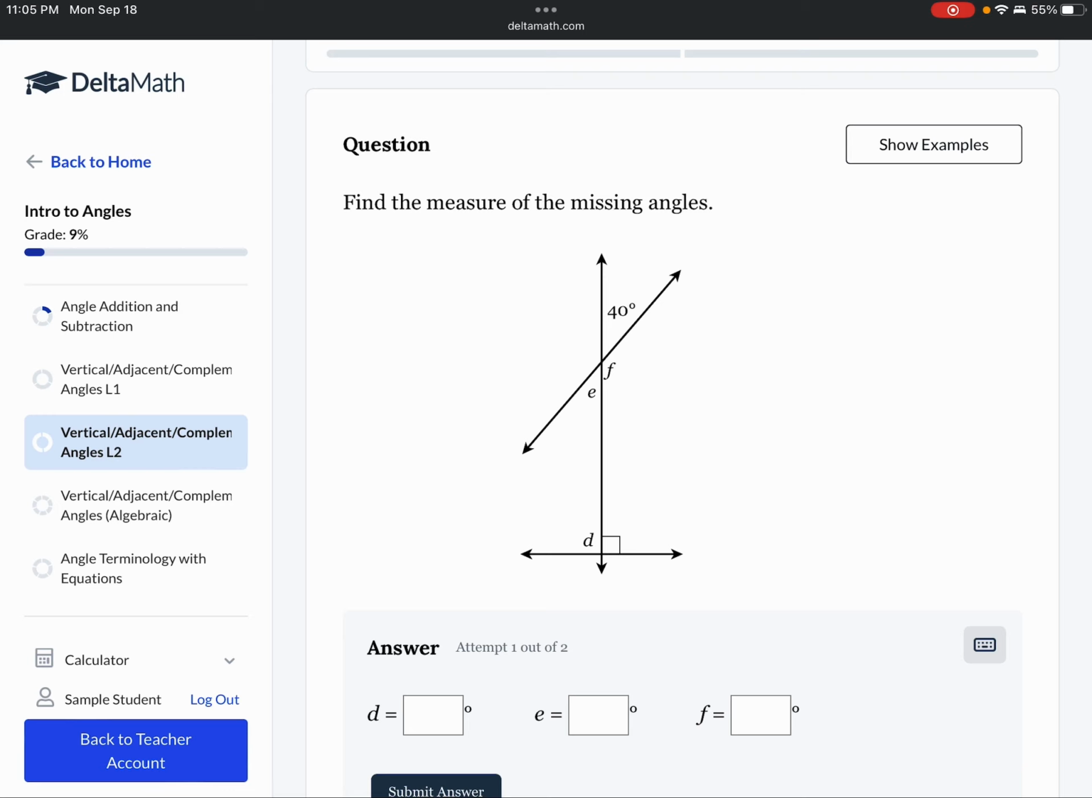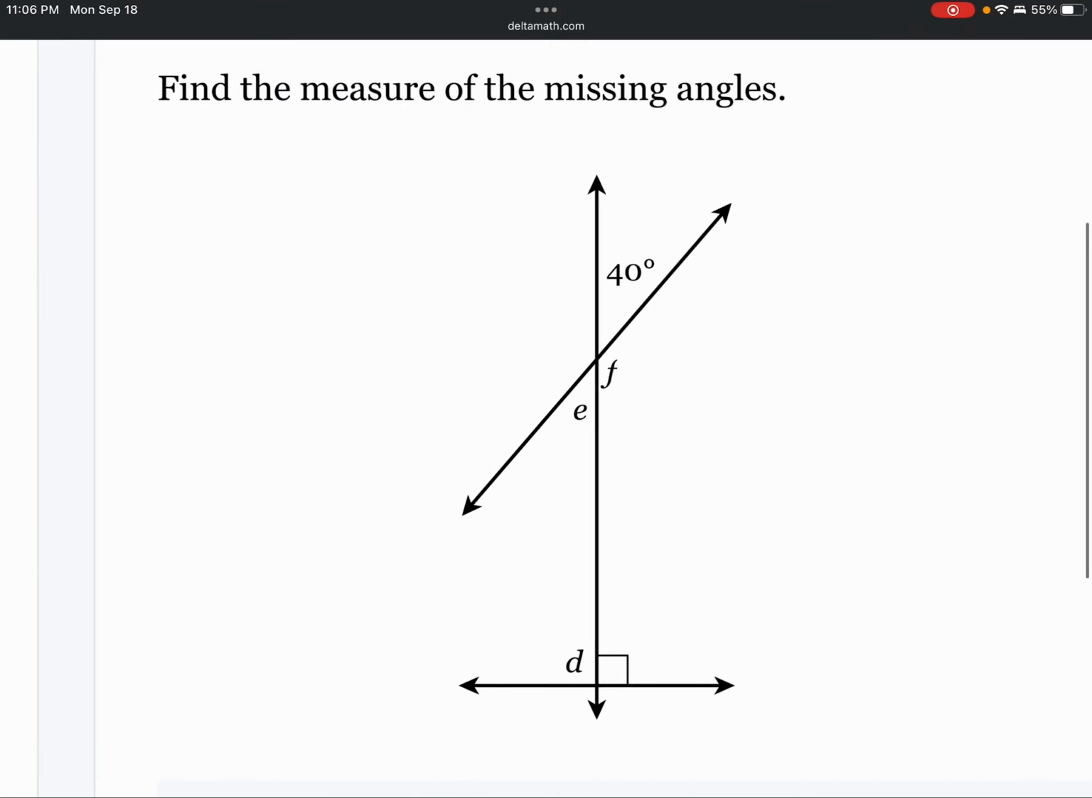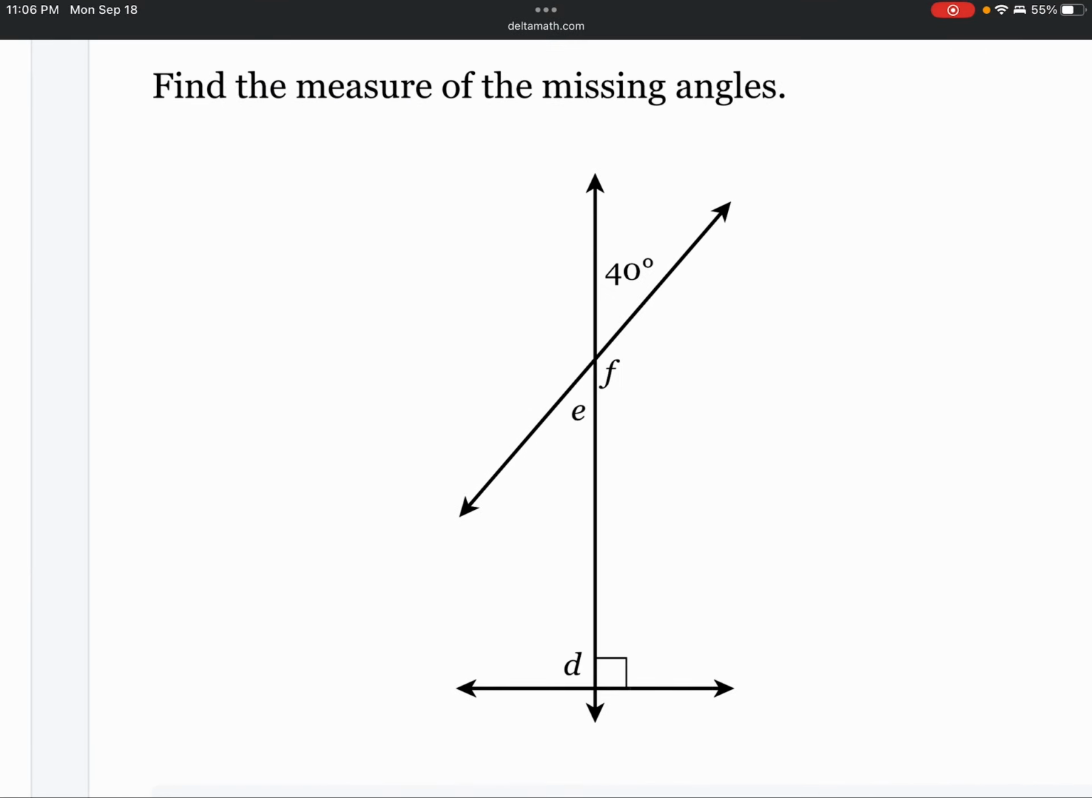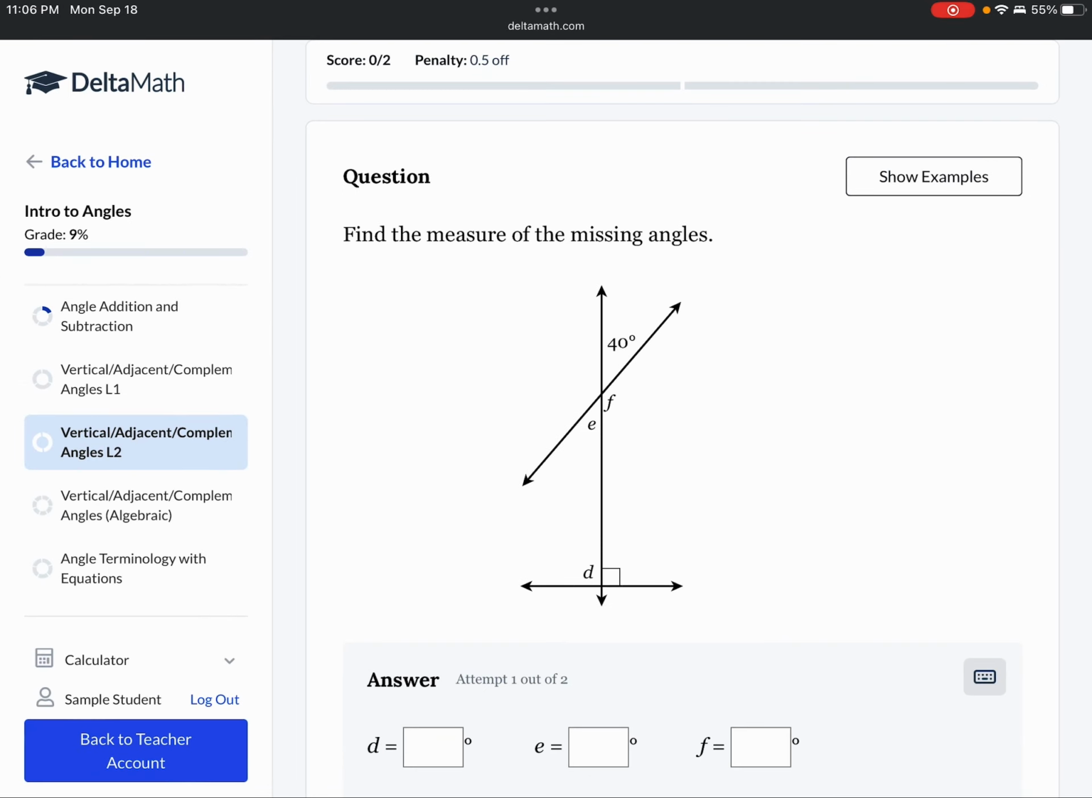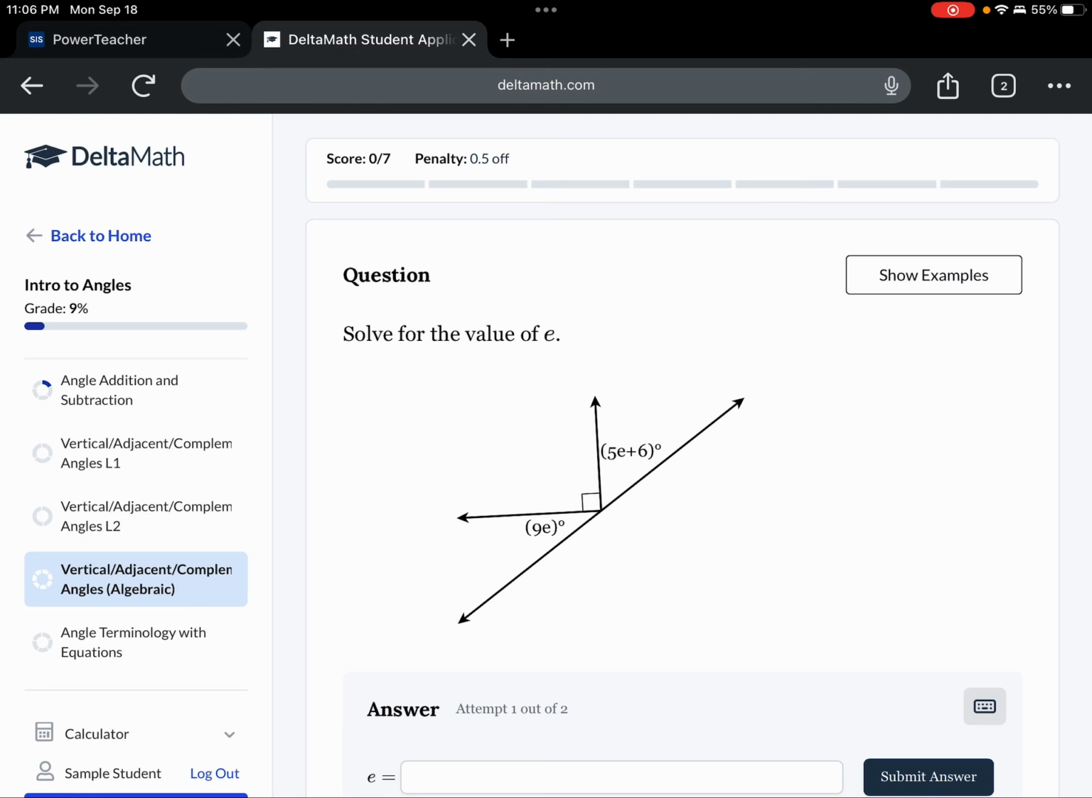The only thing I think I want to mention here is to keep in mind what that little box means next to the D in this drawing, which of course is a right angle. So your right angle is always going to be the same thing, 90 degrees. Just keep that in mind when you do it. Then of course there's vertical adjacent complementary algebraic. You will have to do some solve for x kind of things.